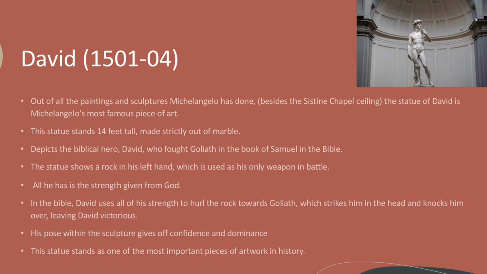Within the statue, in David's left hand, he is holding a rock. This is his only weapon in the battle. All he has besides the rock is the strength and courage from God. And with that courage, he uses the rock and he throws it towards Goliath, which strikes him in the head and knocks him over, which leaves David victorious.